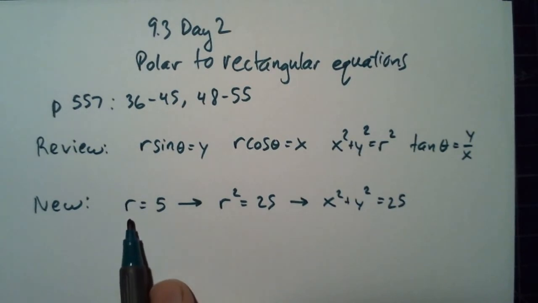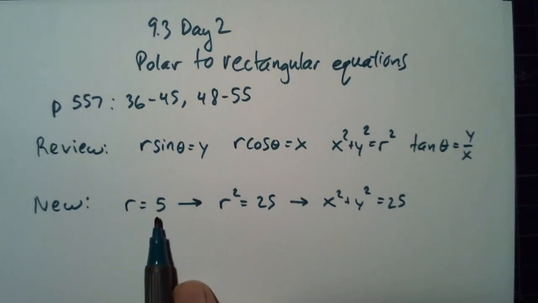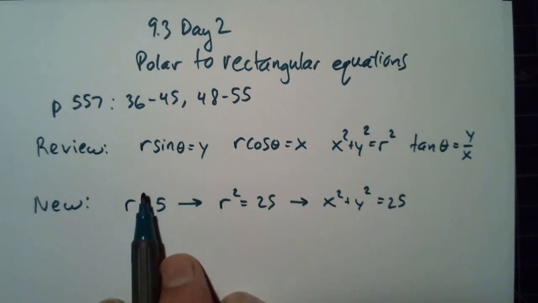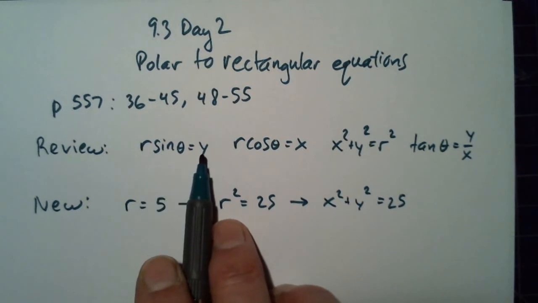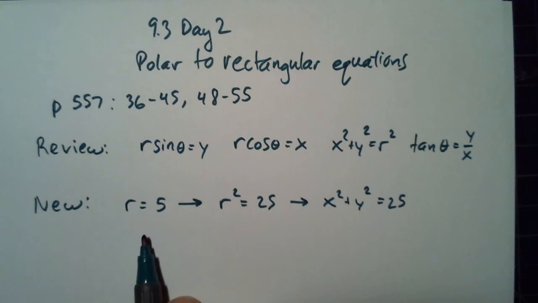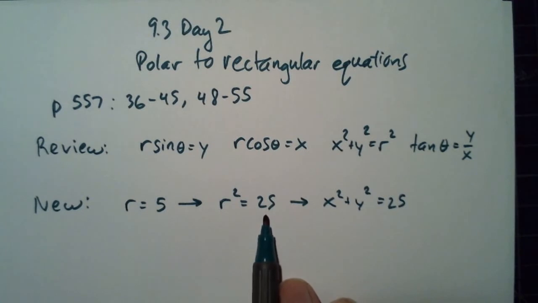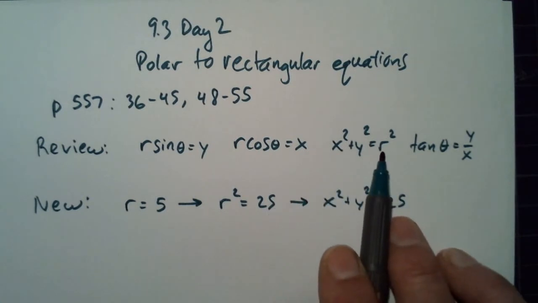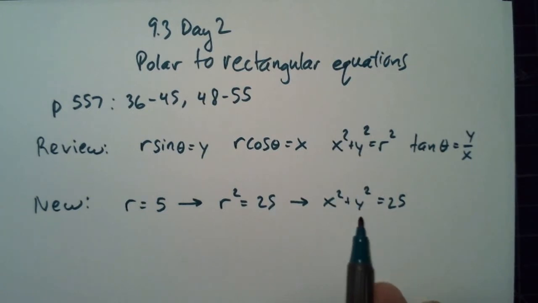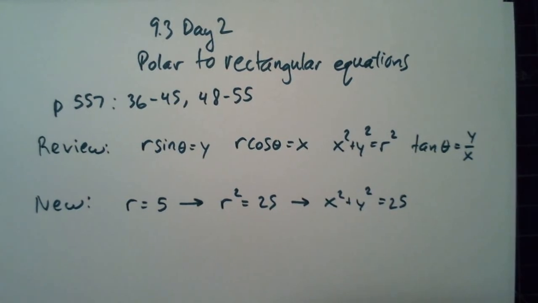But what if we had something like this, a polar equation, r equals 5, and we're trying to replace r with something? We can't replace it with this r, because then we'd have a y in it. We'd have a theta still in it. So we have to be creative here, and in this case we would square both sides to get r squared equals 25. Now we have something to substitute for r squared, which is x squared plus y squared, and that's how we would convert this polar equation into that rectangular equation.